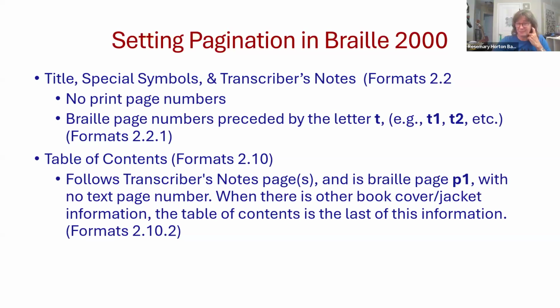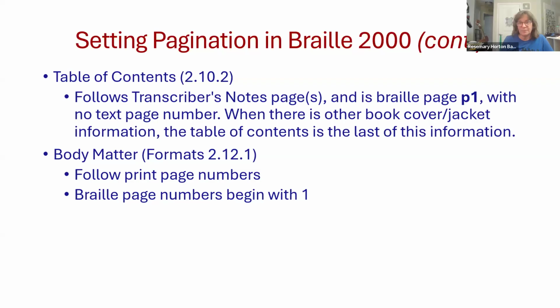And I've found formats to be a little confusing on this. But my understanding, I think this is actually right from formats, when there's other book jacket information, the table of contents is the last of this information, in which case it would not be on page P1. So just to clarify that, and again, I'll show that today. And this top block is a repeat.